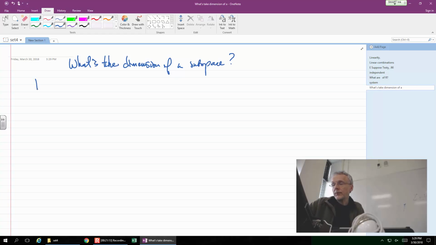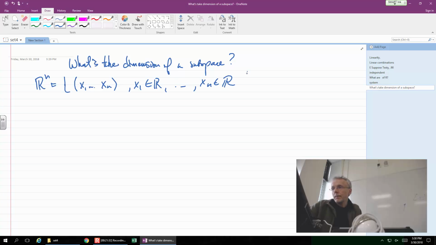So the answer comes from the structure of Rn. Rn, we certainly know what Rn is. It is all strings of numbers, x1 through xn, each real. That's what this is: the set of all strings of n real numbers. And we know how to do algebra with them.